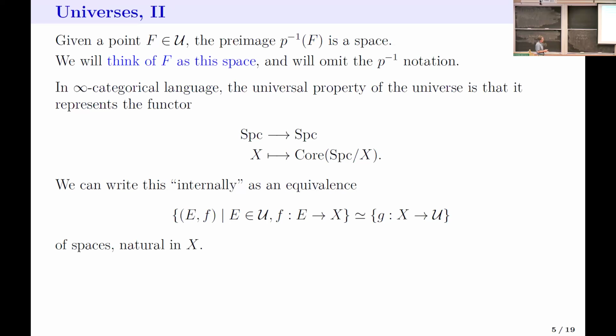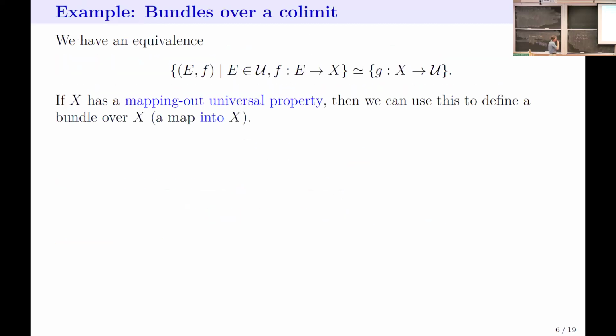Okay, so that states the universal property. It says that if I want to construct a bundle over X, it's the same as constructing a map from X to the universe. And these spaces should have the same homotopy type. All right, so I've repeated that here. And I want to just give an example to illustrate why this is useful.